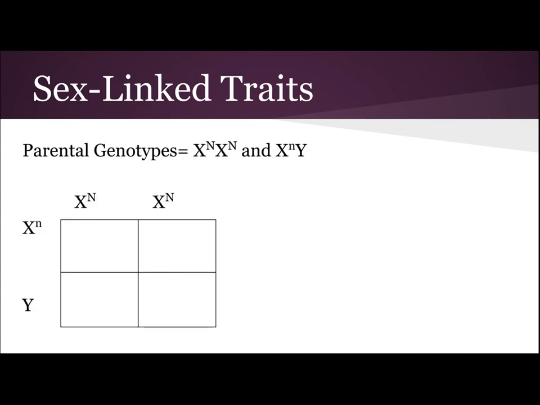So for our parent genotypes, we have our normal non-carrier mother. So I'm just using N's for normal again. So she's X big N, and then our colorblind father, X little n, Y. And again, with these kind of traits, we don't put any gene on the Y because it doesn't carry that gene. I'm gonna fill out our table.